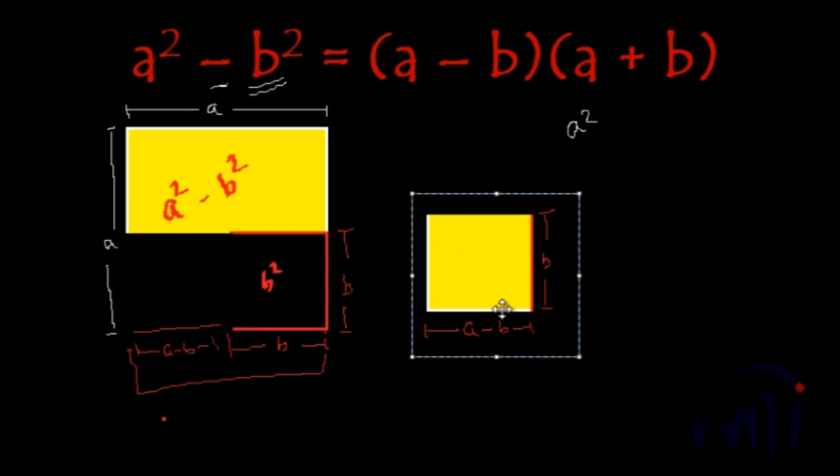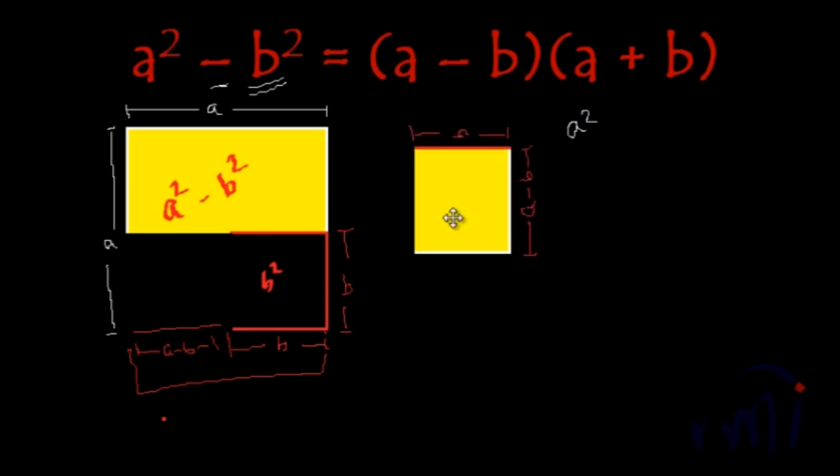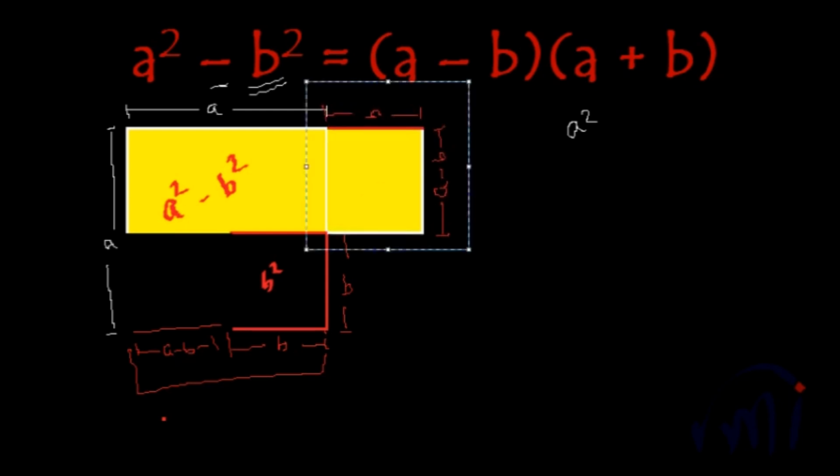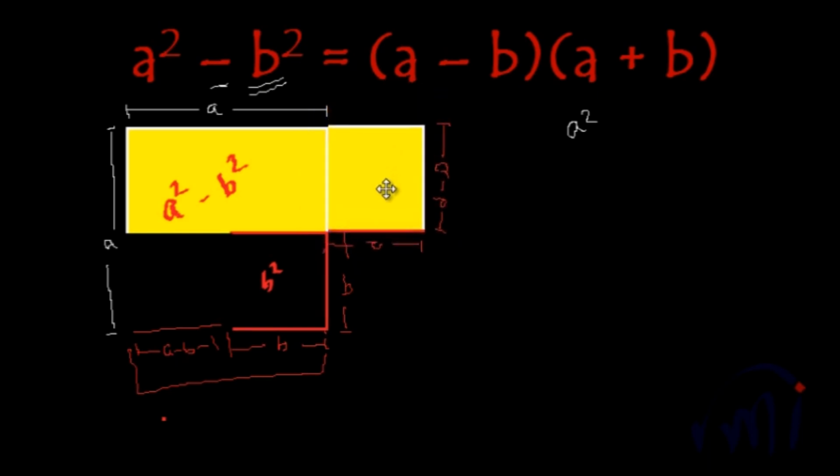And now I'm going to join this over here. And before joining, I'm going to turn it by 90 degrees. And let me flip it again. So this much was b and this much was originally a minus b, right? So since this is b, this is also b.